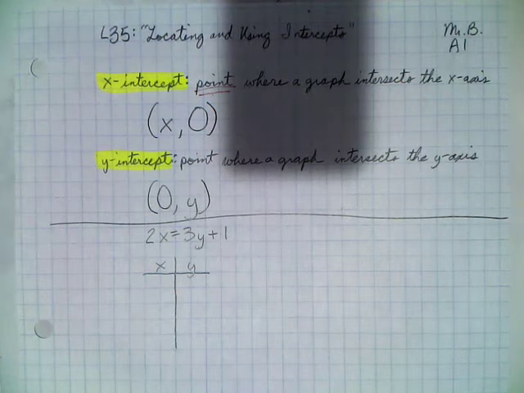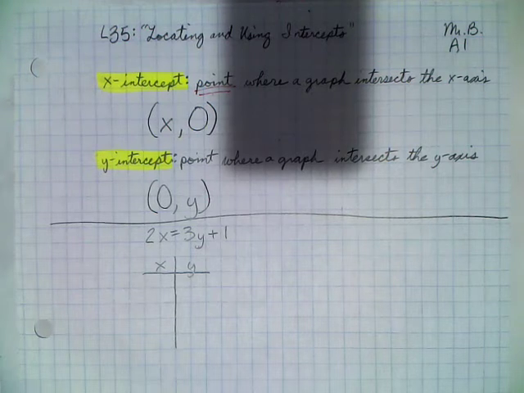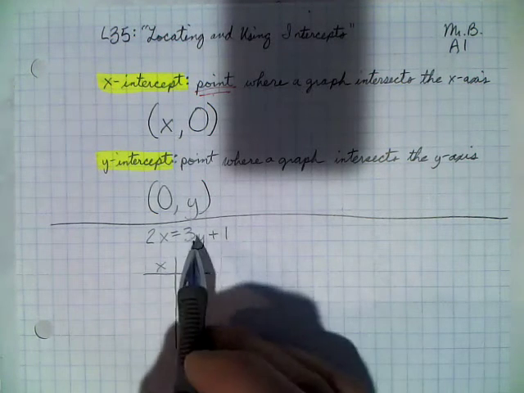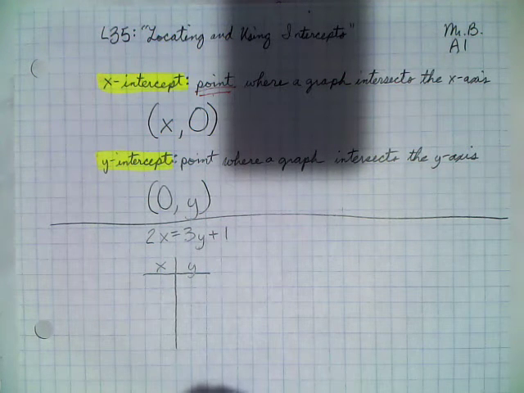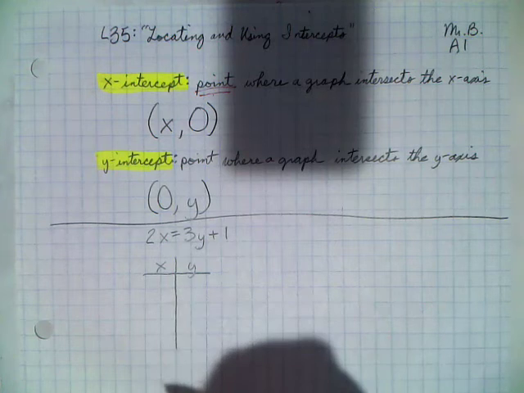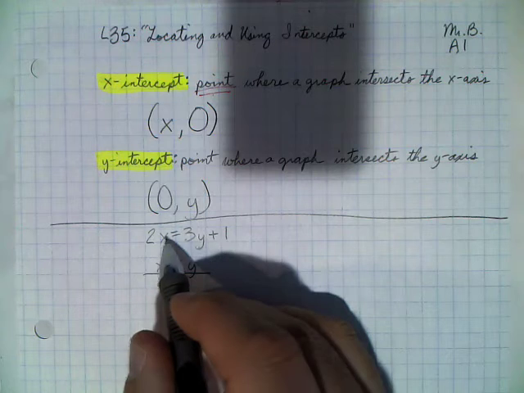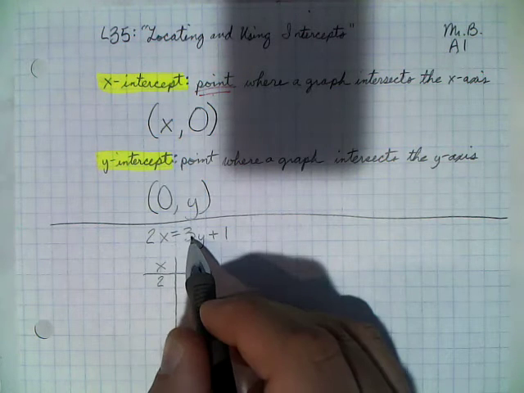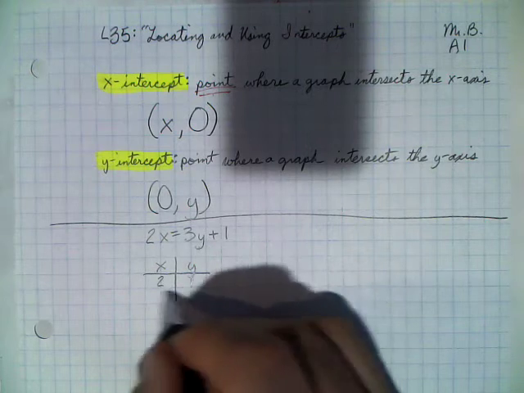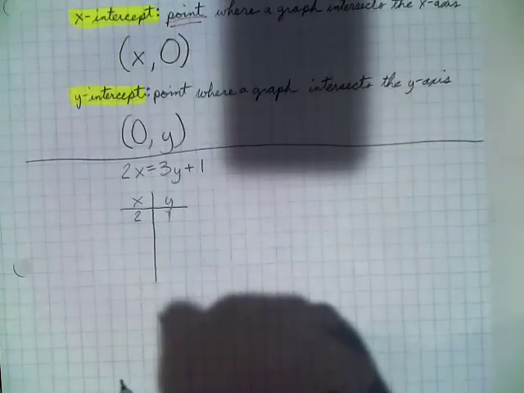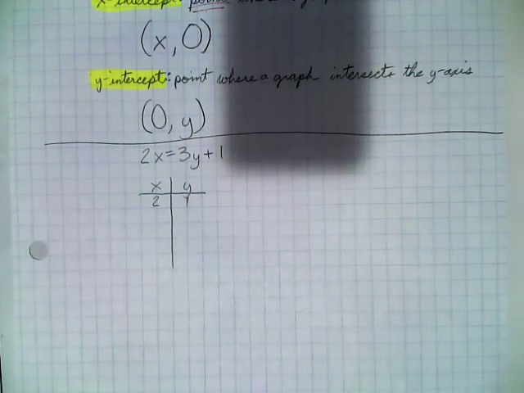So ladies and gentlemen, the relationship between an equation and its graph is that any pair of values that makes the equation true will be a pair of values that we graph on our coordinate plane. So if I look at this here, one value that might stand out to me is if I choose 2 for x, so 2 times 2 is 4, then over here, 3 times 1 plus 1 would also be 4. So 2 comma 1 is a solution here, when x is 2 and y is 1.